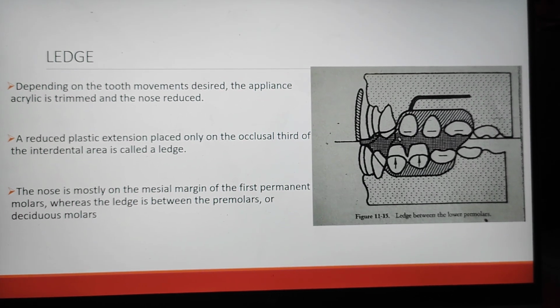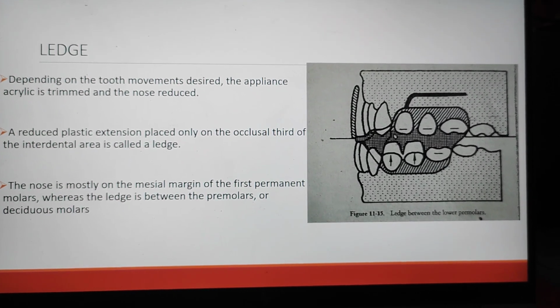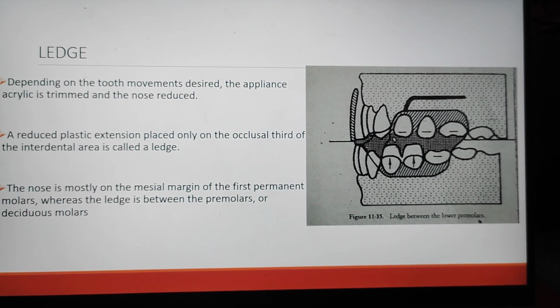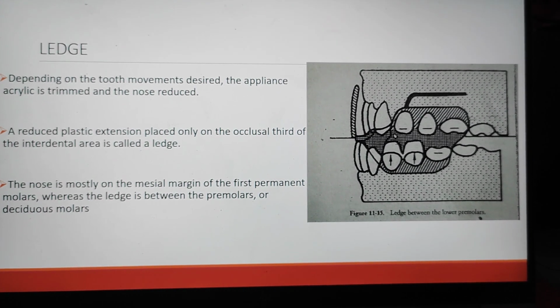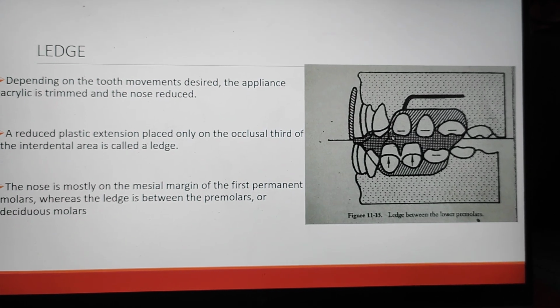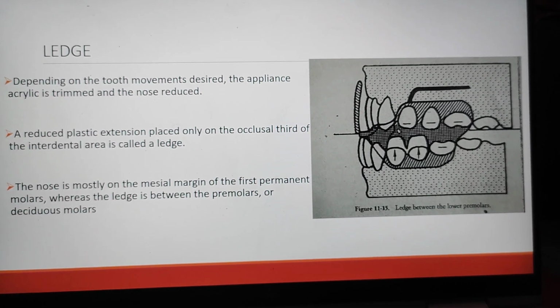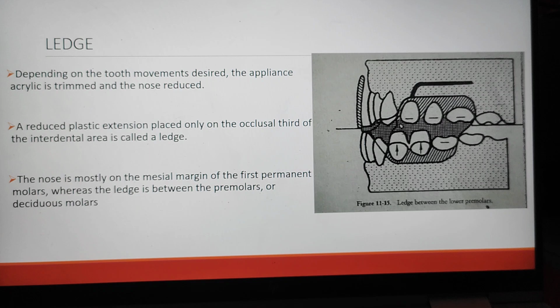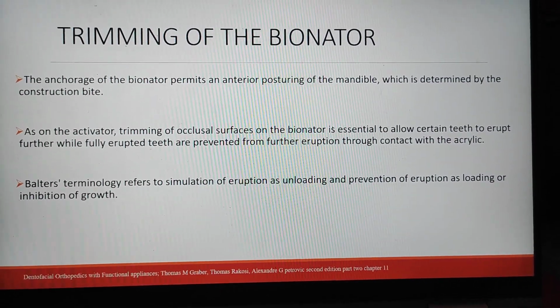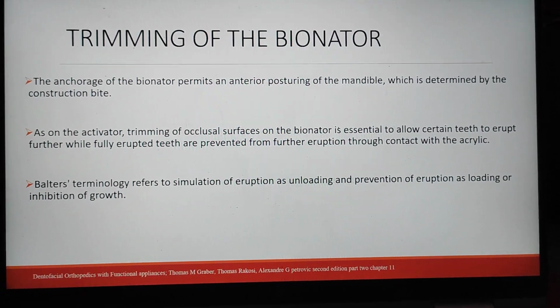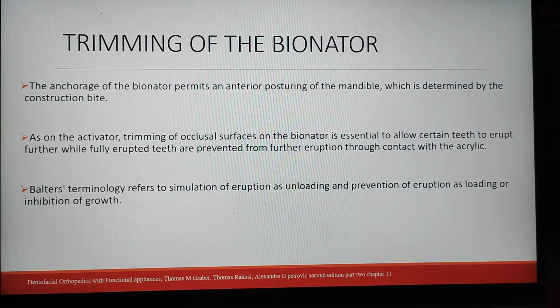A reduced plastic extension placed only onto the occlusal third of the interdental area is called a ledge. So the nose is mostly on the mesial margin of the first permanent molars, whereas the ledge is in between the premolars or the deciduous molars. After we have seen the various terminologies, we will see the trimming of the bionator.